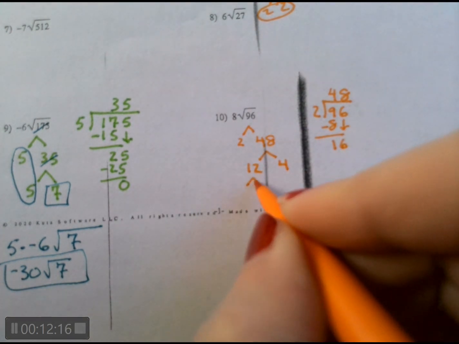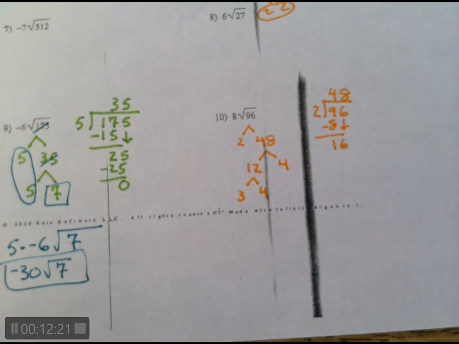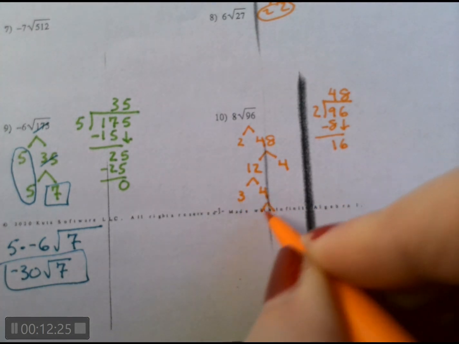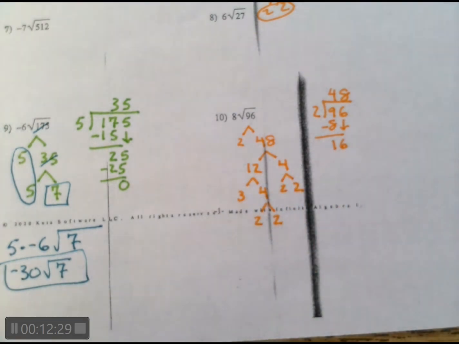Okay, factors of 12 are 3 and 4. And then factors of 3 are prime. Factors of 4 are 2 and 2.